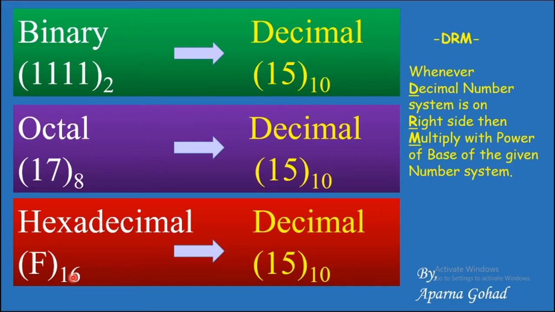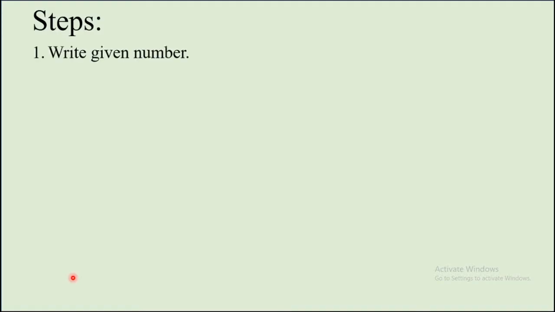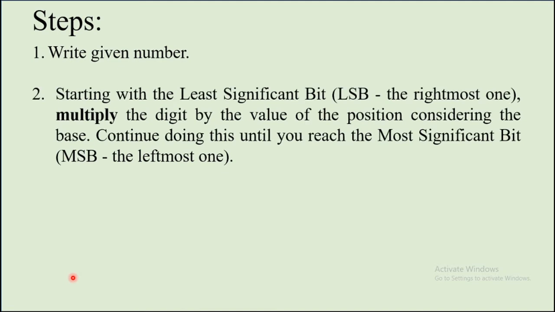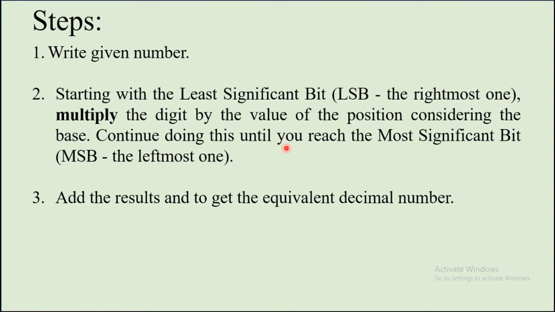Now we will see the steps. First is write the given number. Second is multiply from the least significant bit by the value of position considering the base. Continue doing this until you reach the most significant bit. At the end, add the results to get the equivalent decimal number.